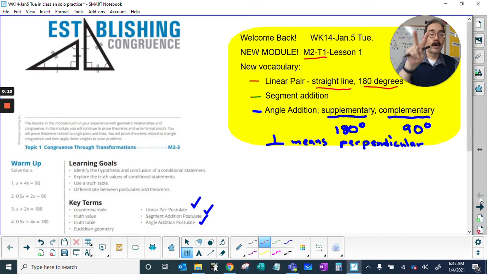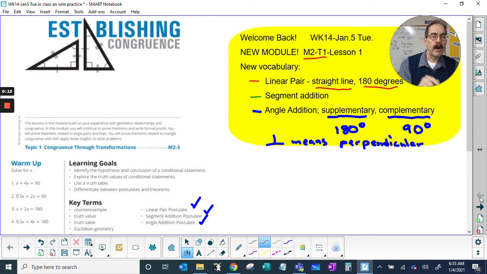We're in module 2, topic 1, and it's all about congruence. Before we can get into congruent shapes like triangles, like you see on the wall behind me here, we've got to make sure that we know how to find the length of a line and the length of an angle. We do that with a linear pair, adding two angles together to get a straight line, or 180 degrees. That's known as supplemental, 180 degrees.